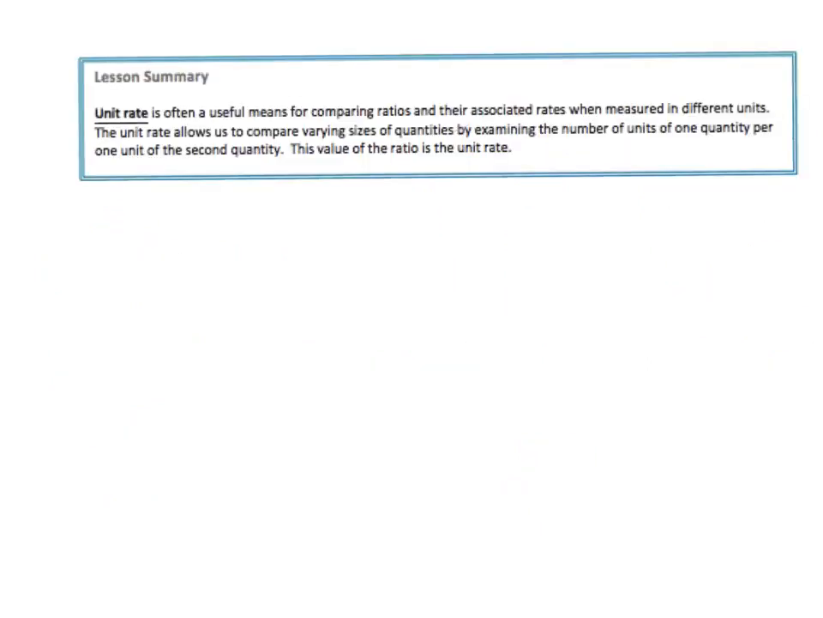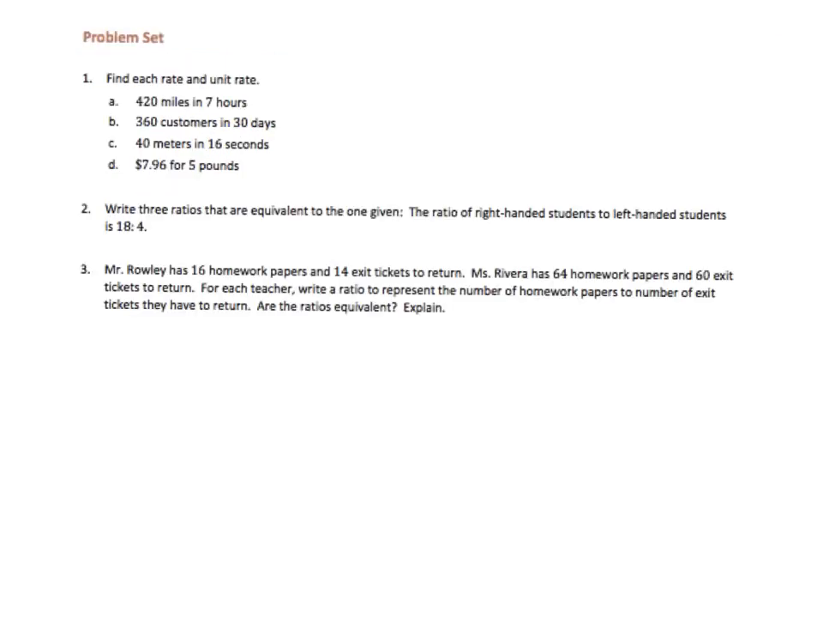So in conclusion, what we talked about today was unit rate, and unit rate is often useful as a means of comparing ratios and their associated rates when measuring different rates. So the unit rate allows us to compare varying sizes by examining the number of units per one. So the value of the ratio is the unit rate. So you have to divide it to get it to the per one, and that's the unit rate. And once it's in the unit rate, it's easier to see which is the better buy, or which is more, or which is less.